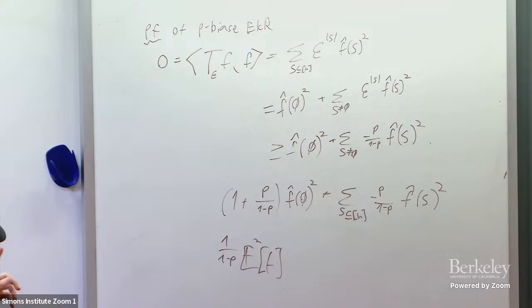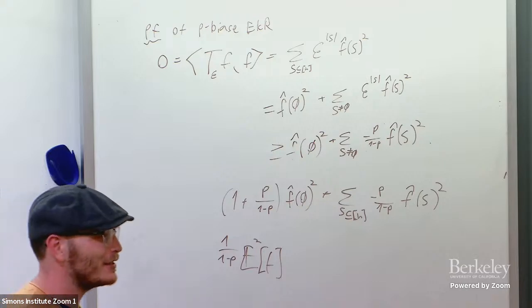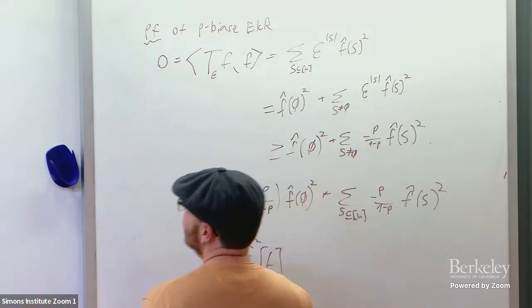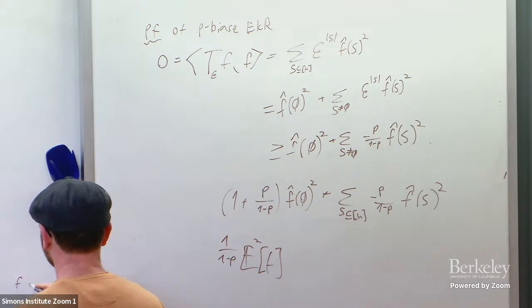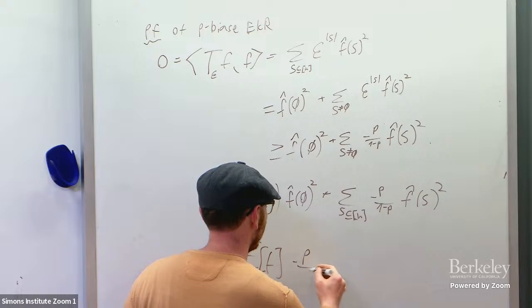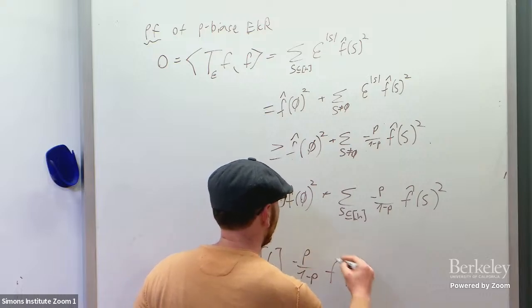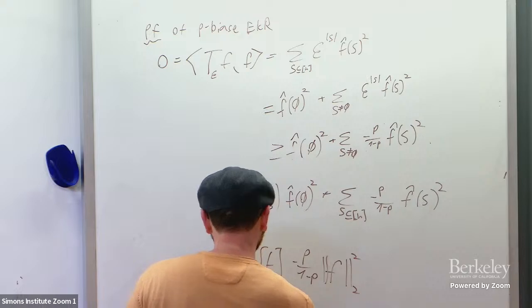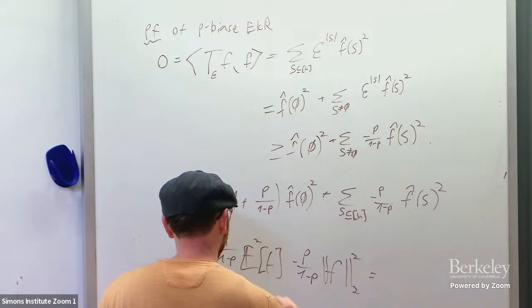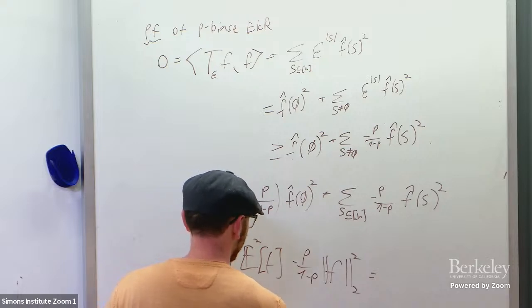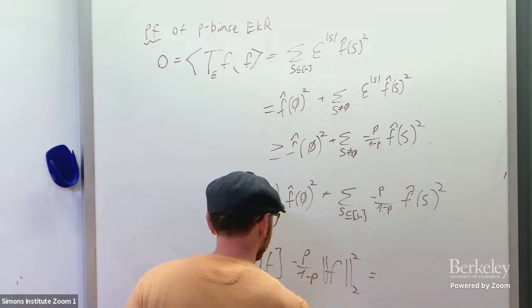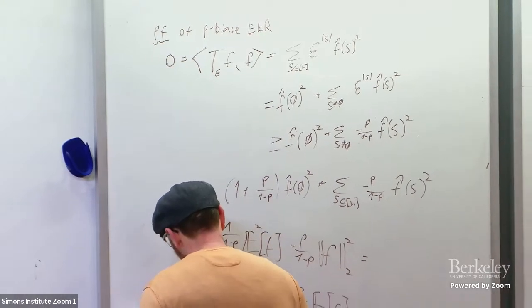It's 1 when the function takes values -1 and 1, but here the function takes values 0 and 1. So here f is the indicator of some set. So this is minus p divided by 1 minus p times the 2 norm of f squared. So this is equal to 1 over 1 minus p times the expectation of f squared, minus p over 1 minus p times the expectation of f. And when rearranging, you get the expectation of f.